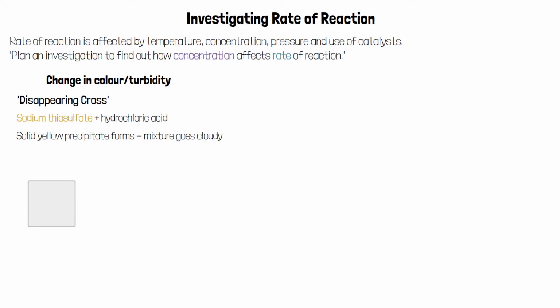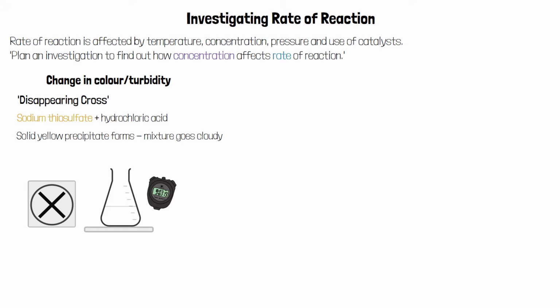To carry out this reaction, we draw a cross on a white tile or a piece of paper and place a conical flask over it. We add the sodium thiosulfate and hydrochloric acid, which are both clear and colourless, and start a stopwatch. As the reaction occurs, the reaction mixture turns cloudy and yellow. Eventually, we won't be able to see the cross anymore. It has disappeared. At this point, we stop the stopwatch and record the time taken for the cross to disappear. This is our dependent variable.